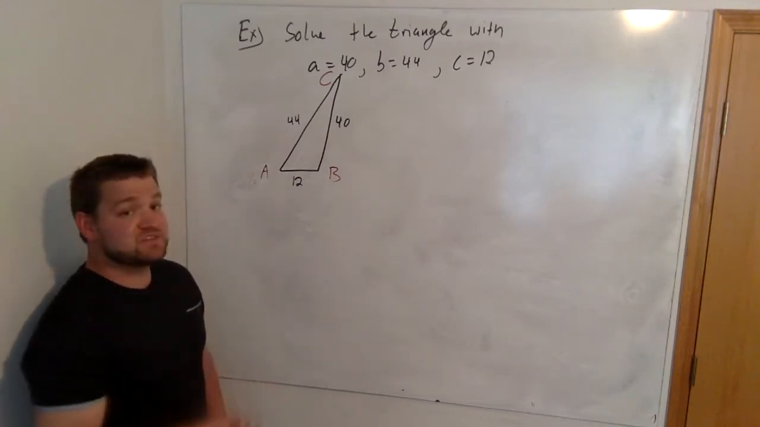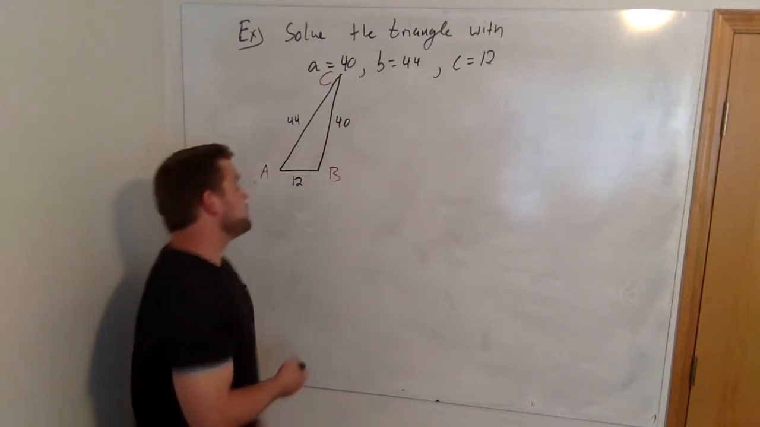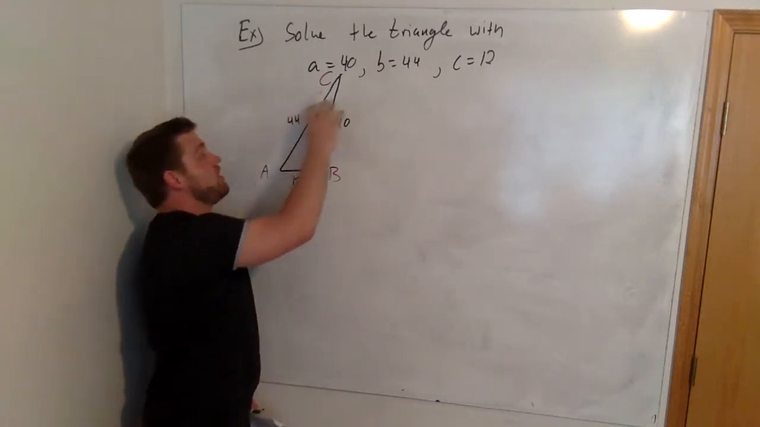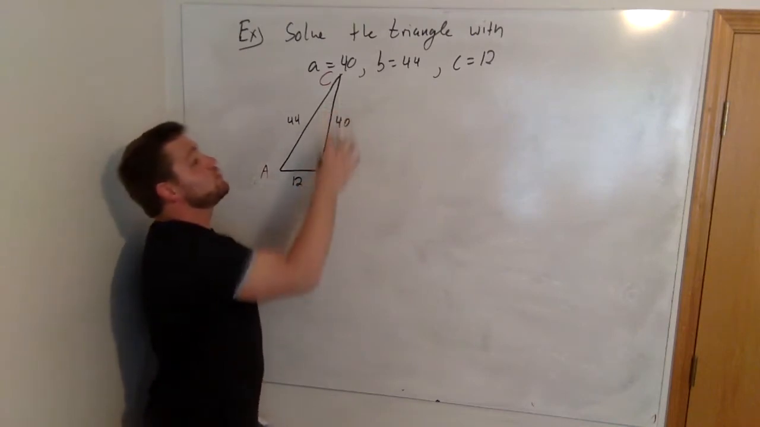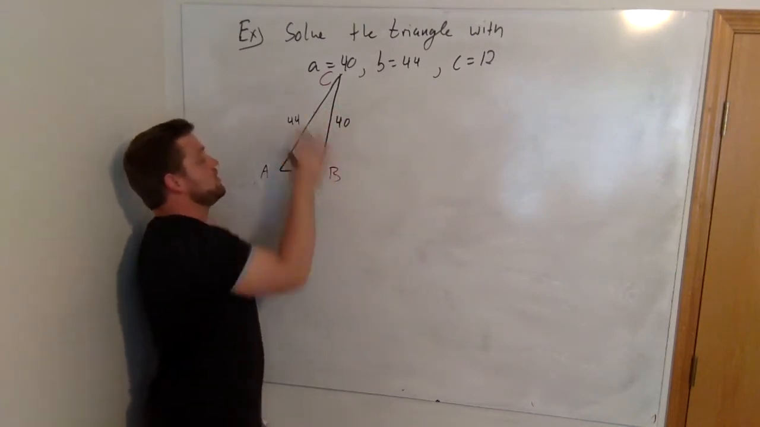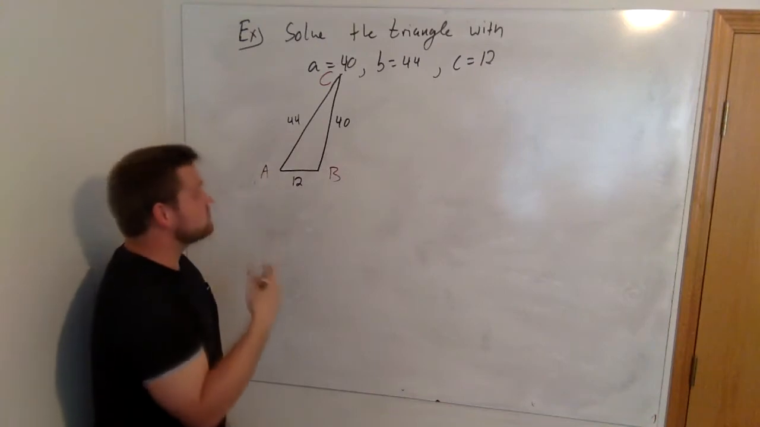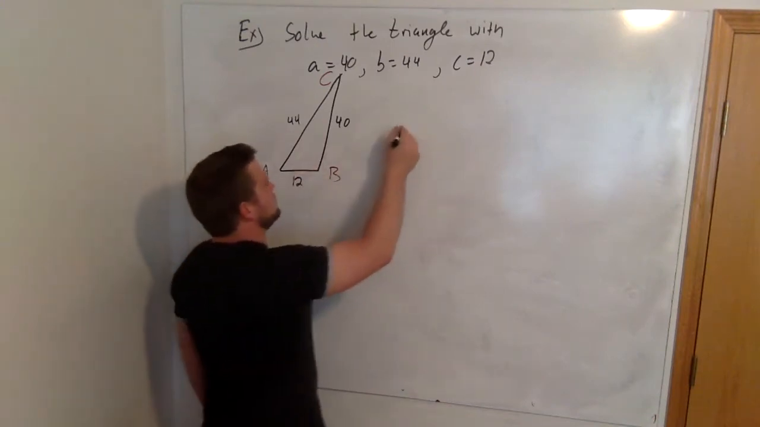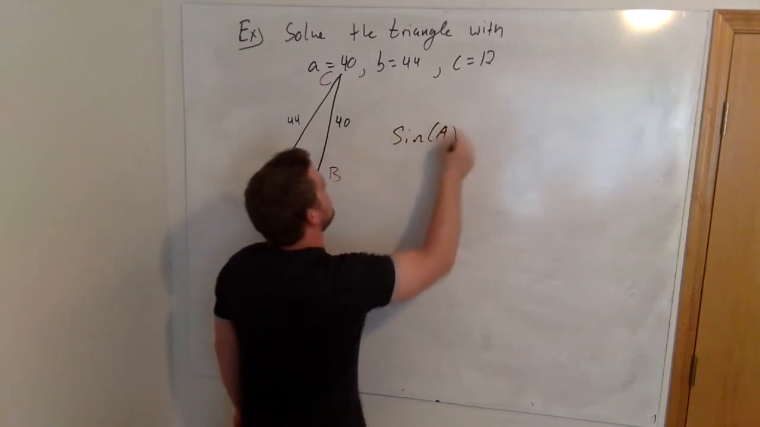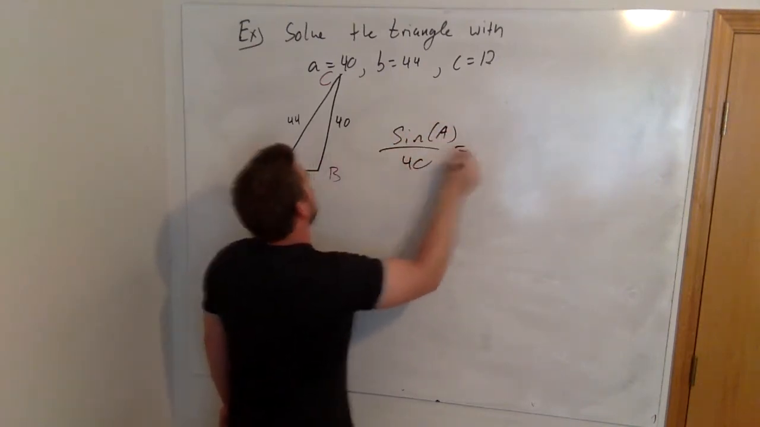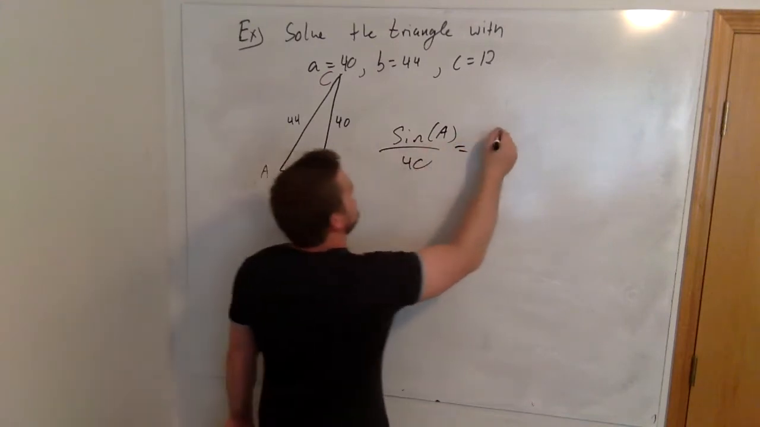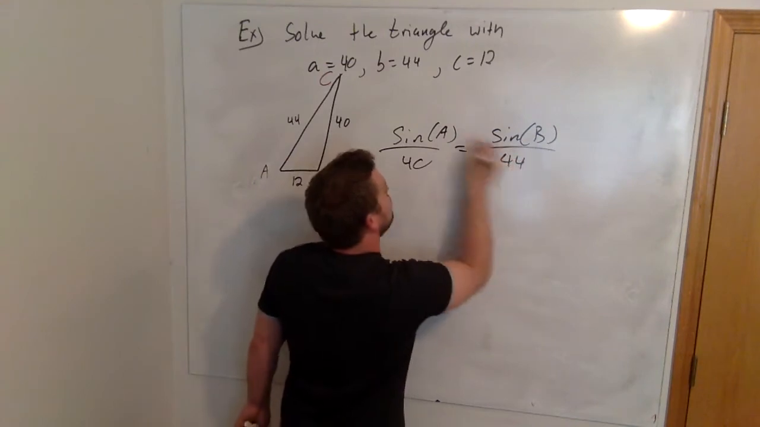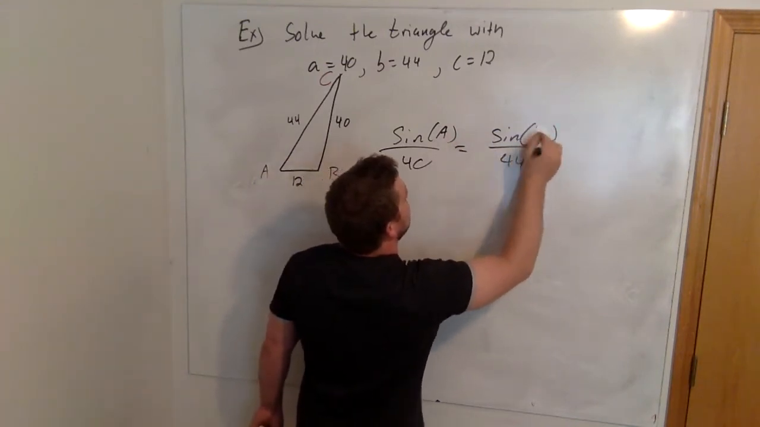Well, notice I can't use the law of sines here to find an angle. Remember, the law of sines says that the ratio of the sine of an angle to its opposite side is equal to the ratio of the sine of another angle to its opposite side. So if I tried to set up the law of sines, I would need to know at least one of the angles. If I'm trying to figure out sine of A over 40, and I try to set that up, I don't know what angle B is, so I can't do this because I have two unknowns now. Similarly, I don't know angle C either.